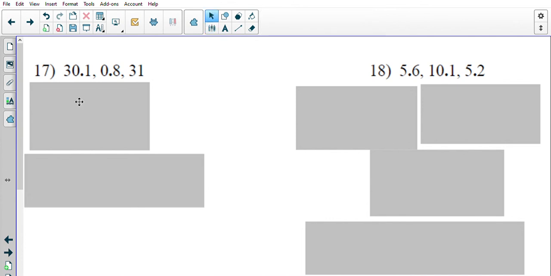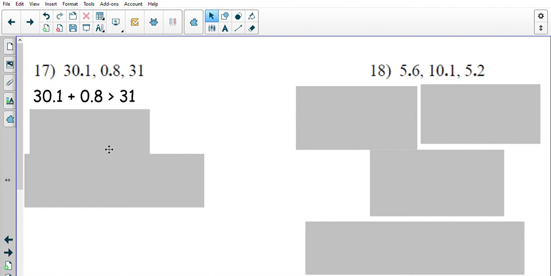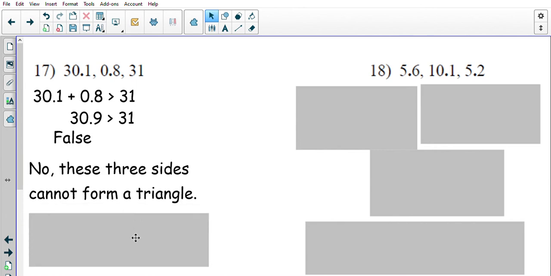All right, number 17. Ooh, we've got some decimals here. You might notice by the lack of gray boxes, this is going to be one that is false. So not going to form a triangle. So I chose my two smaller sides, 30.1 and 0.8, which gets me 30.9 is greater than 31. That is a false statement. These three sides cannot form a triangle.